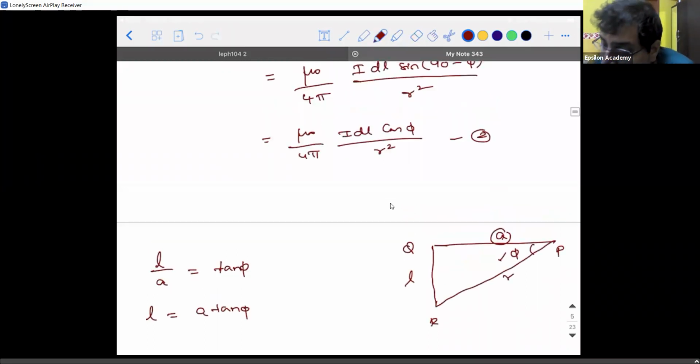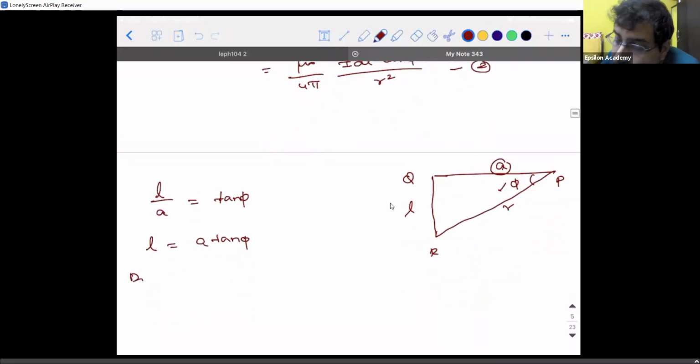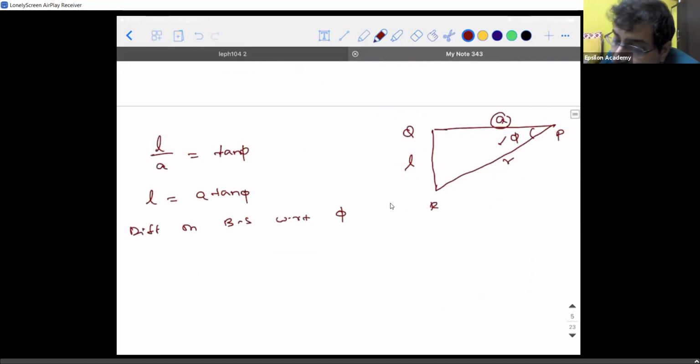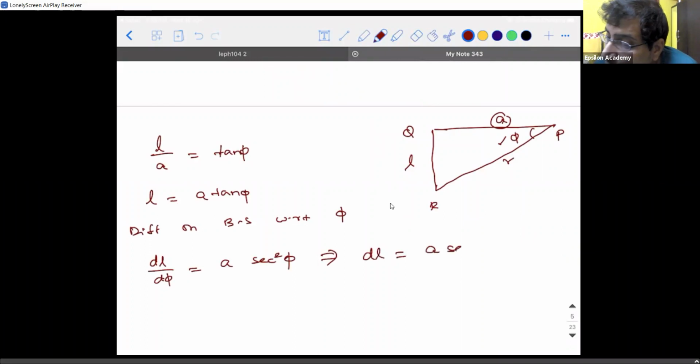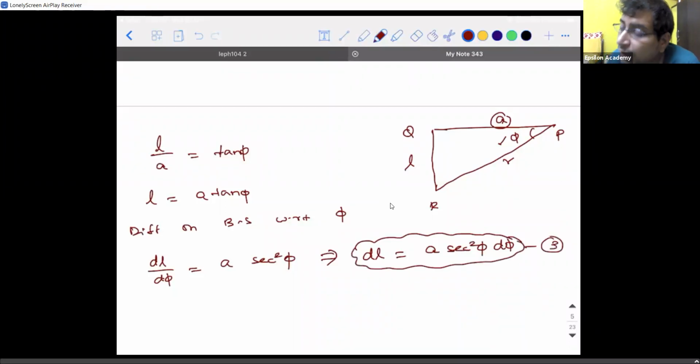Correct? But if you observe this equation, I don't want L, rather I want dL. So what I will do is differentiate on both sides with respect to phi. Then I will get dl divided by d phi is equal to a secant square phi. Which implies dl will be equal to a secant square phi d phi. And let me call this equation number 3. Clear, guys?